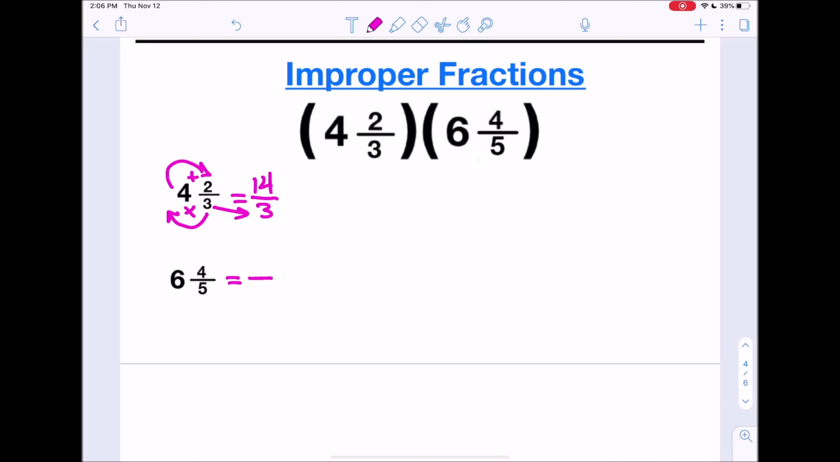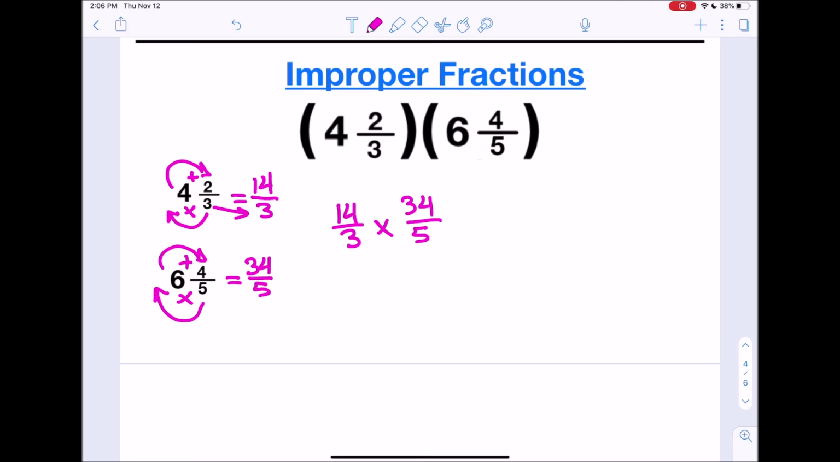Okay, denominator on this one's going to be 5. We multiply and then add. 5 times 6 is 30 plus 4 is 34. So this is going to end up being 14/3 times 34/5.